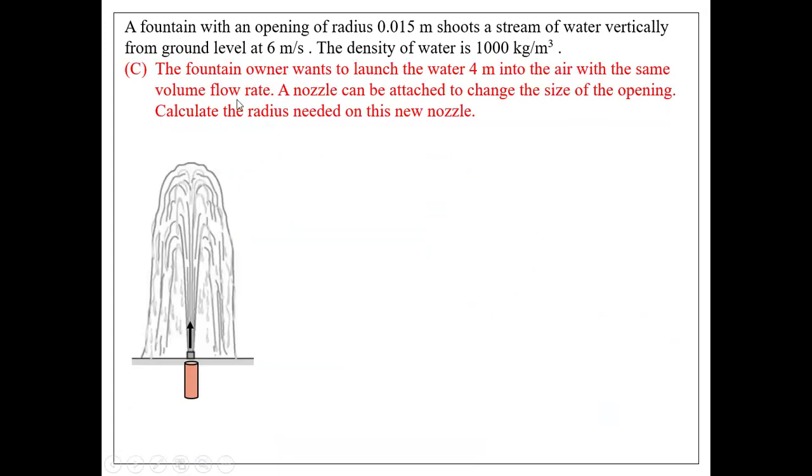All right, part C wants us to find the radius that the nozzle has to be adjusted to in order to shoot the water 4 meters into the air, right? So to do that, we don't know what this radius is. Watch my cursor. Before, it told us that the radius of the pipe above ground is 0.015 meters. But this new scenario says it wants to shoot the water 4 meters above the ground. So we need to adjust the nozzle. Well, do we make it wider or narrower? So we have to figure that out.